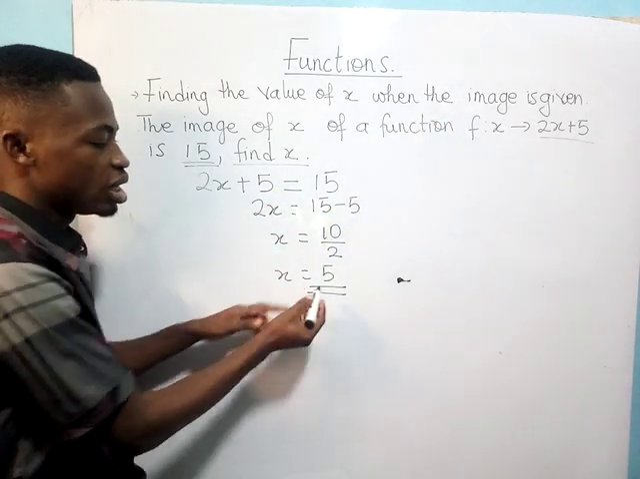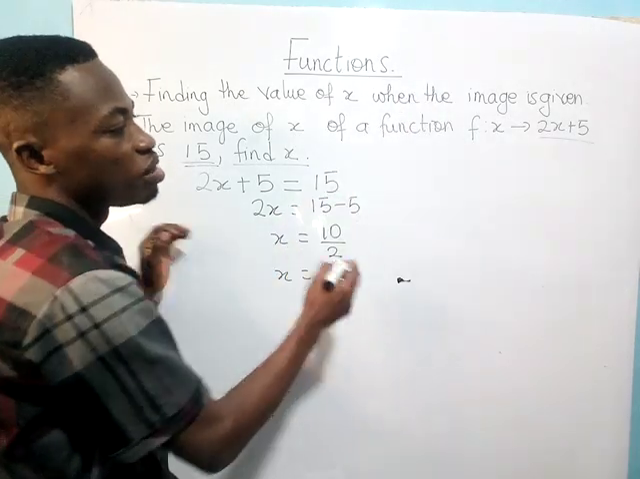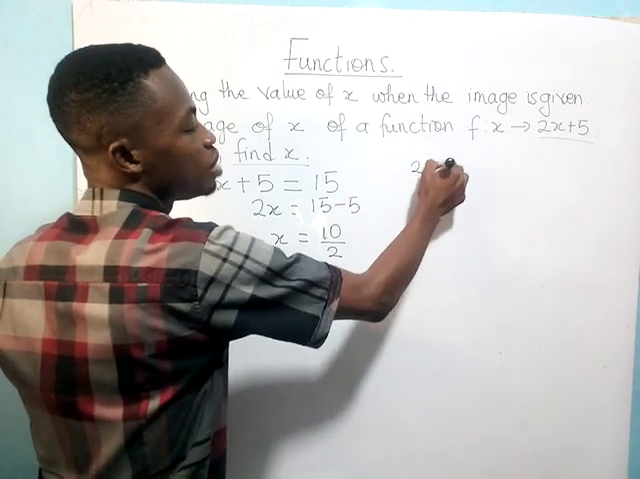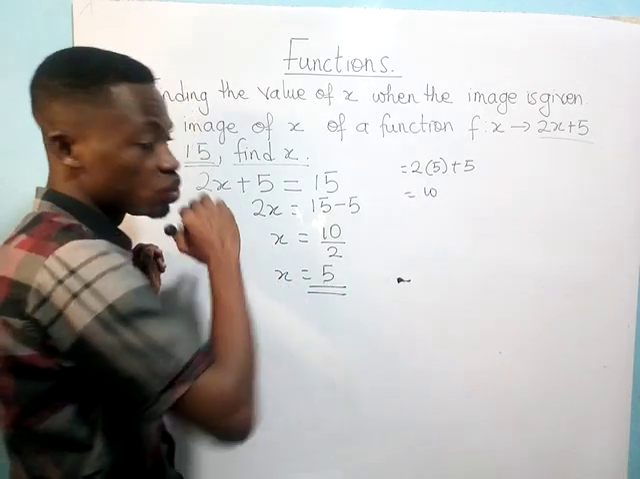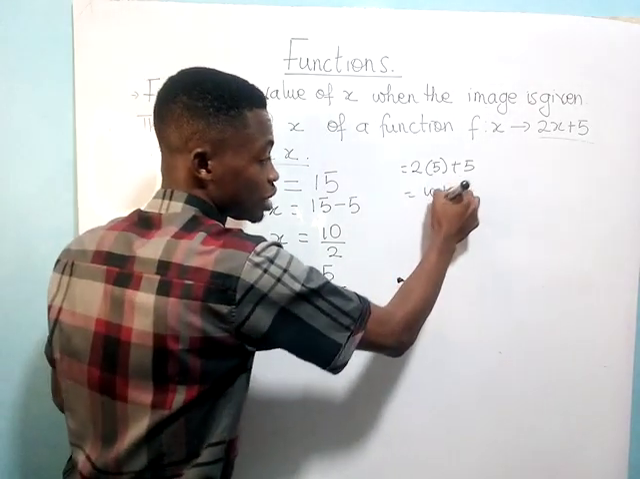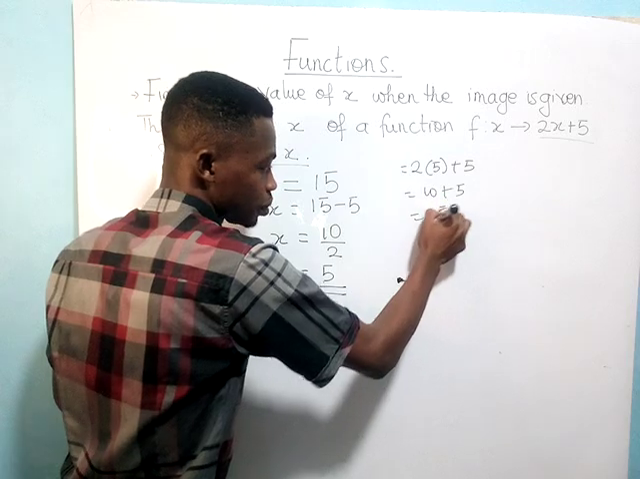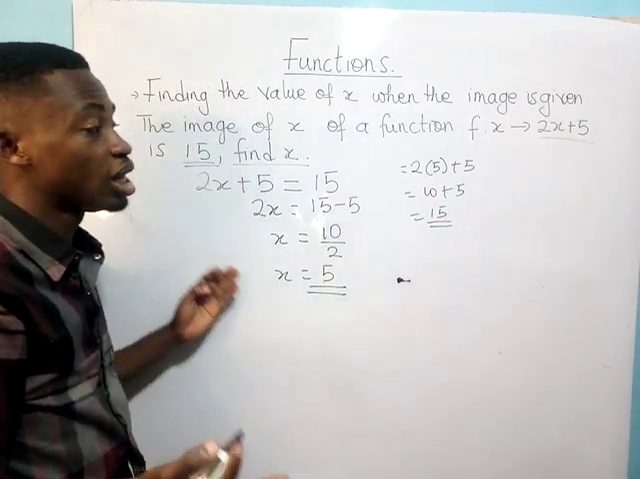Let's prove it. Let's substitute the value of x into the function. So we have 2 times 5 plus 5. So we have 2 times 5 being 10 plus 5 being 15. So that's the proof.